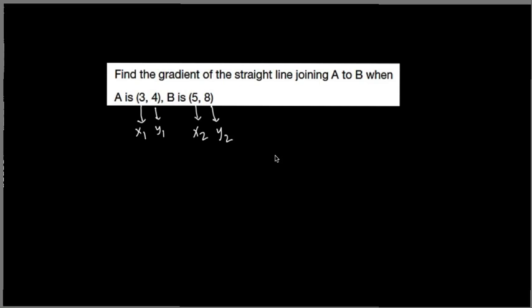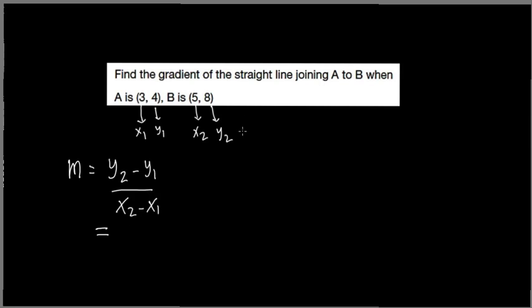Find the gradient of the straight line joining A to B when A is (3, 4) and B is (5, 8). We know that the gradient m equals y2 minus y1 over x2 minus x1.